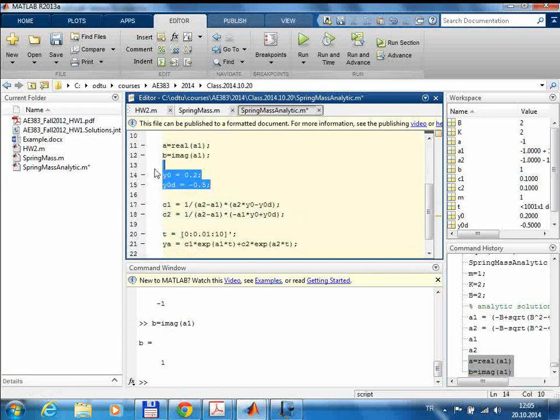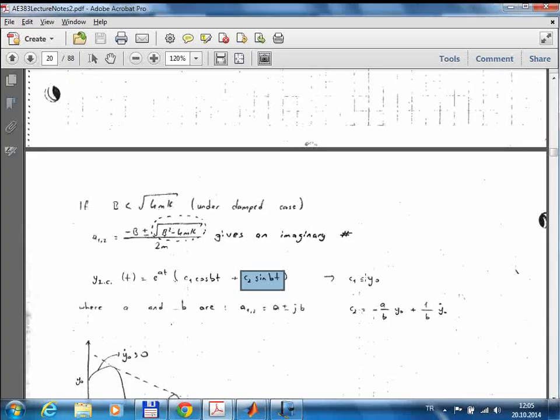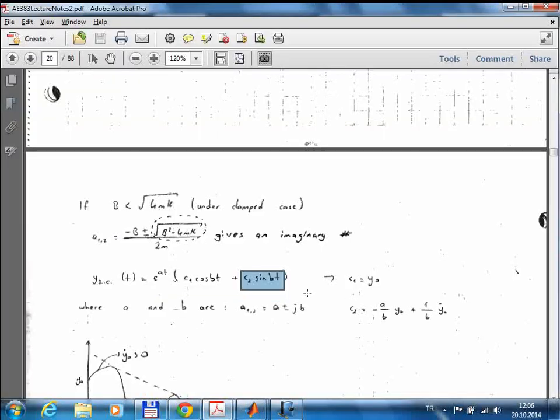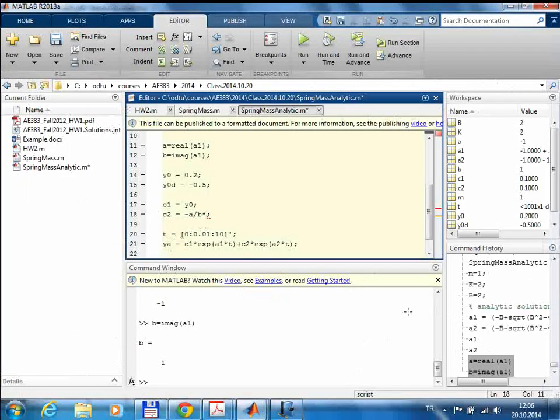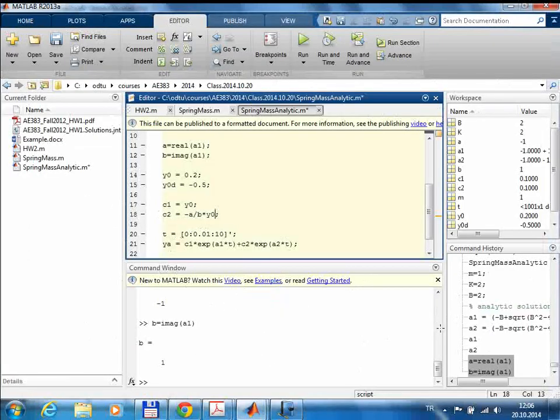So let me use the same initial conditions, and this time C1 and C2 values change. C1 is equal to Y0, and C2 is given by minus A over B times Y0 plus 1 over B times Y0 dot. These are my C1, C2 values.